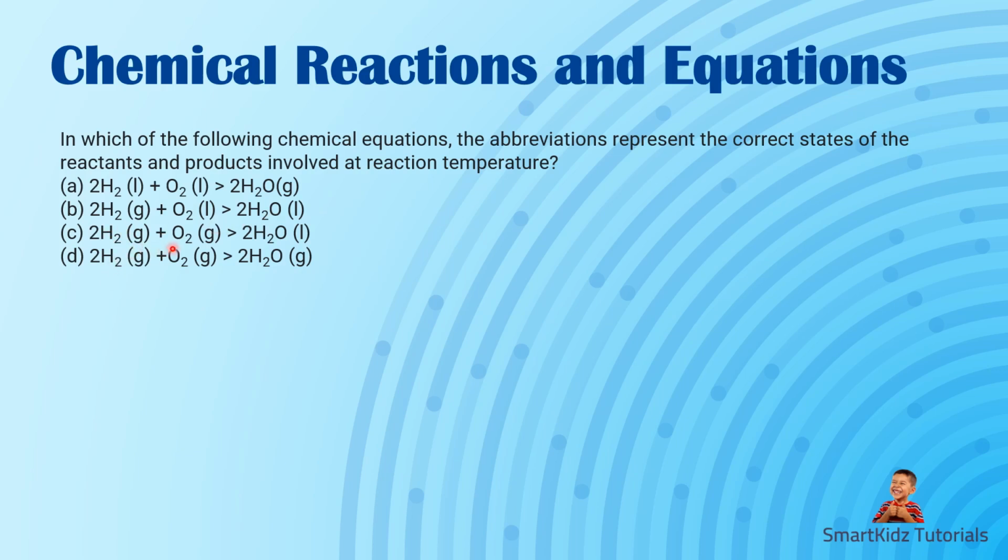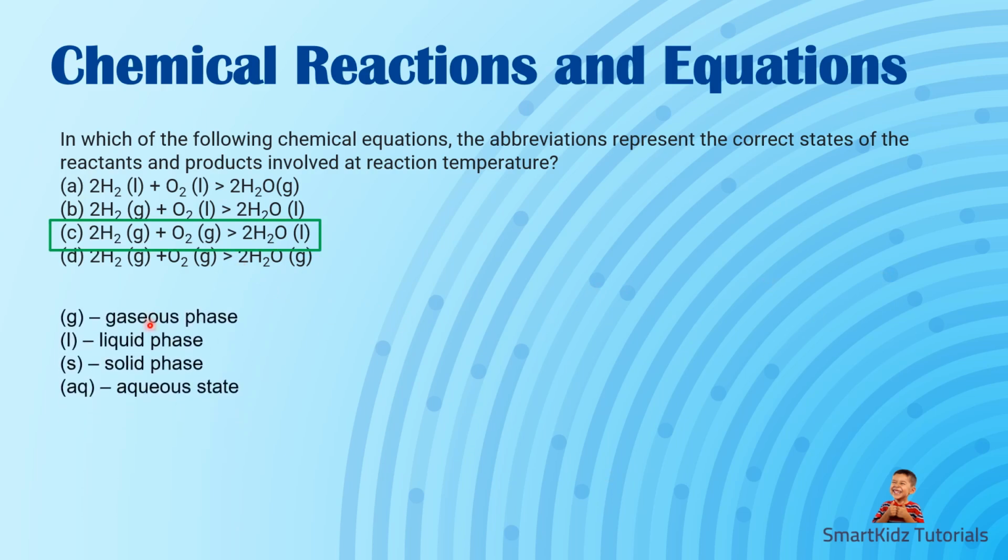The third one seems to be correct because it says hydrogen and oxygen are in gaseous form and water is in liquid form, because the fourth one says the water is in gaseous form. So the third one is correct. Let's look at the answer. Here you go. These are some of the abbreviations: G for gaseous phase, L for liquid phase, S for solid phase, AQ for aqueous state. So this you will get as part of the full equation.